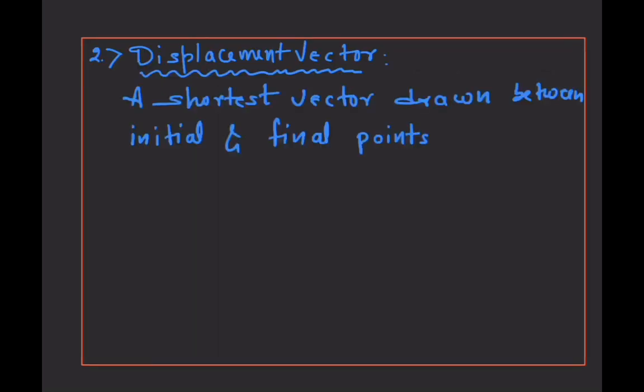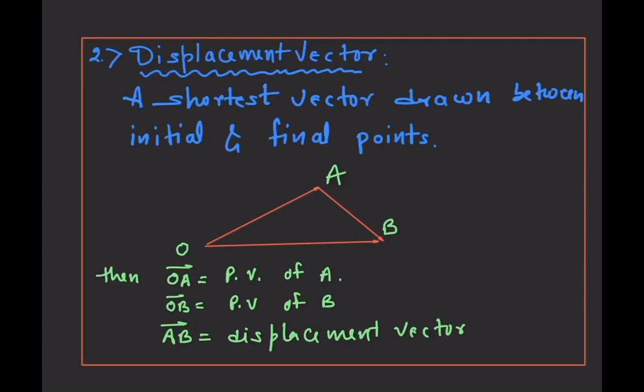Displacement vector. The shortest vector drawn between initial and final points is known as displacement vector. If we have two vectors OA and OB, and if we join A to B, then OA is the position vector of point A, OB is the position vector of point B, and AB is the displacement vector.